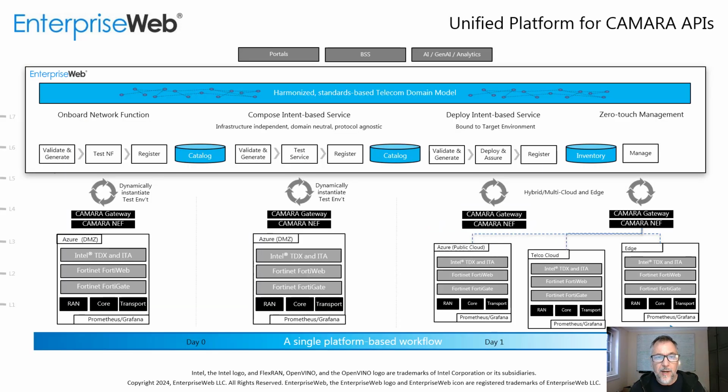In the demo, you're going to see how EnterpriseWeb acts as a unified platform for CAMARA APIs. At the heart of EnterpriseWeb's platform is a harmonized, standards-based telecom domain model that includes not only the CAMARA APIs, but also 3GPP concepts, Open RAN concepts, TMF Open APIs, ETSI NFV concepts, as well as MEF-LSO and Open Group Tosca concepts. That model provides common domain semantics and metadata, as well as state information, to help automate the end-to-end service development lifecycle.